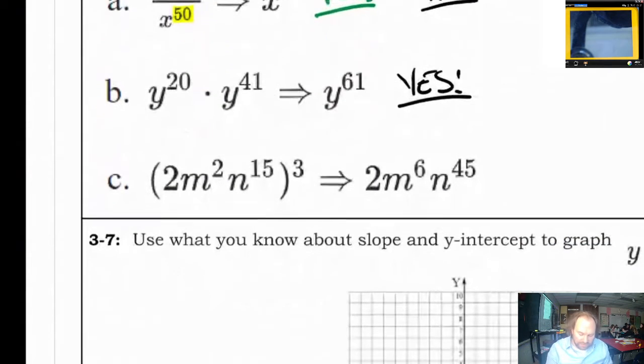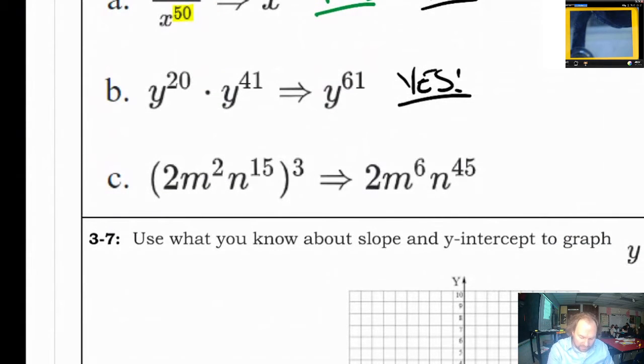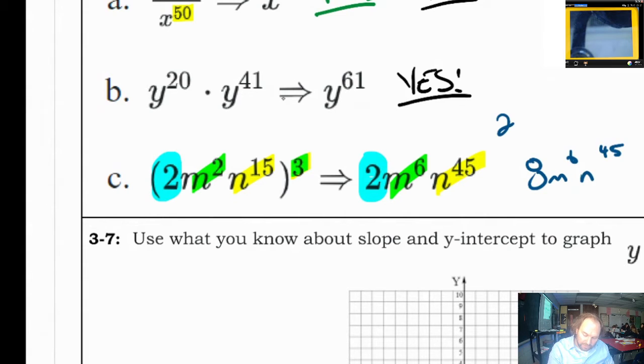And on question C, everything is correct. The m squared to the 3rd power is m to the 6th. n to the 15th to the 3rd power is n to the 45th. But he forgot about 2. This should be 8m to the 6th, n to the 45th, because you've got to have a 2 to the 3rd power in there also. That's the mistake there. It's also a no.